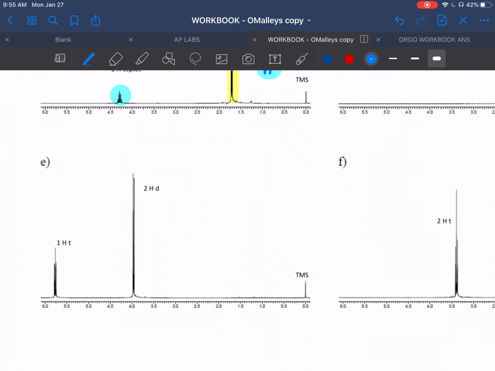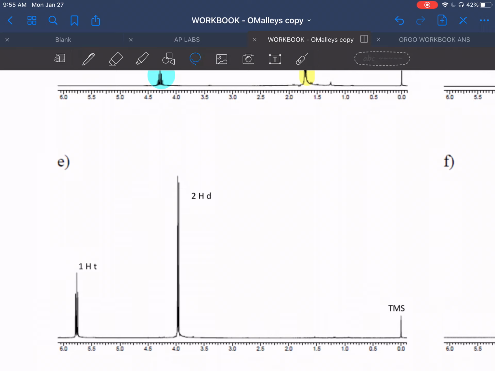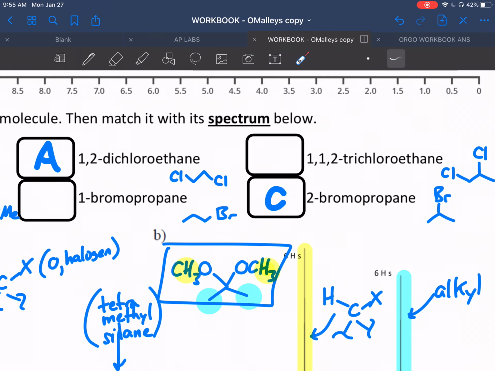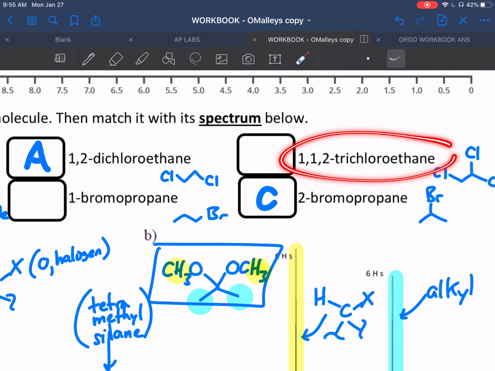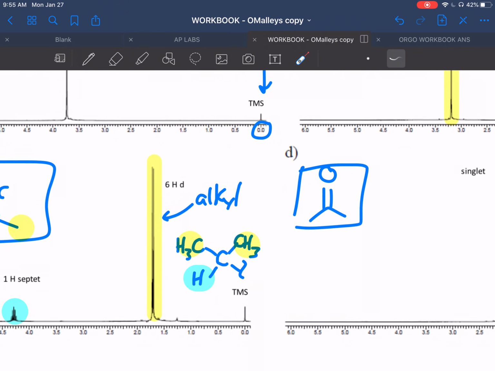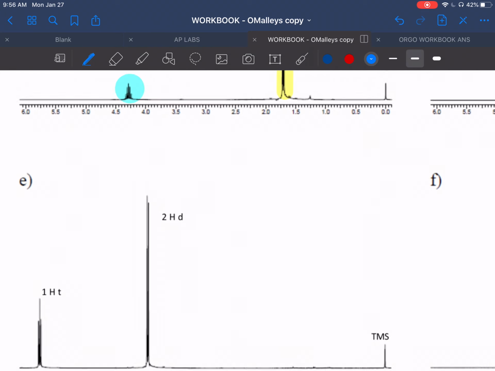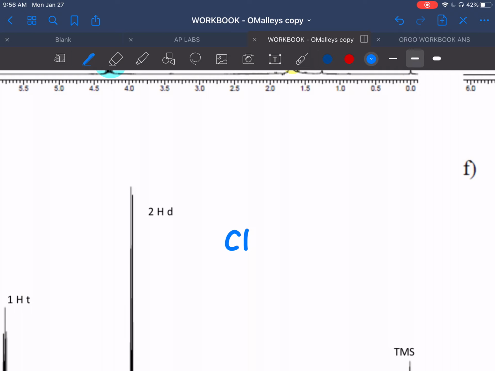Spectrum E also has 2 signals. This one, I notice, has a 1 hydrogen peak and a 2 hydrogen peak. And if you look at the remaining 2 molecules we haven't picked yet, that must be the trichloroethane because it's got the right number of hydrogens. 1-bromopropane has more hydrogens than that. So this spectrum must be the trichloroethane molecule.